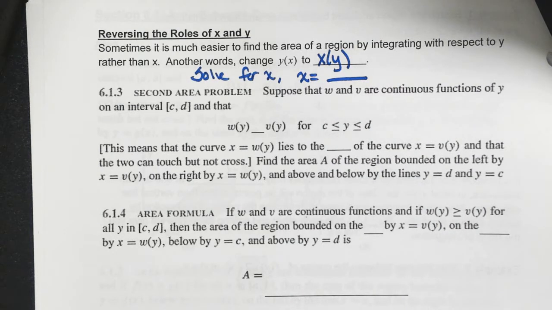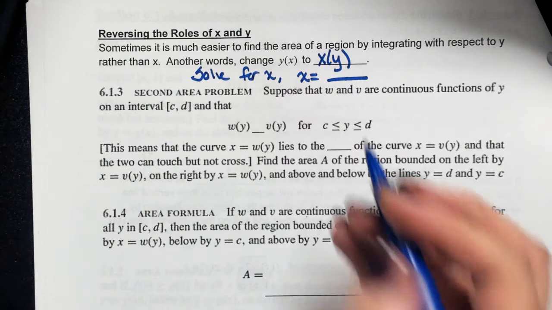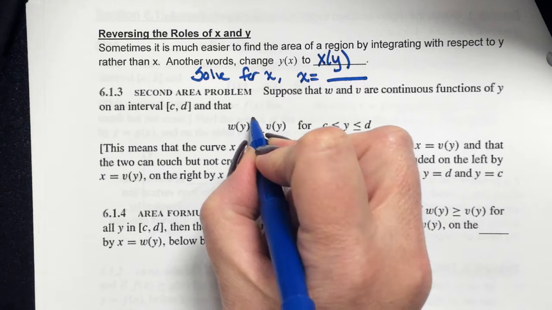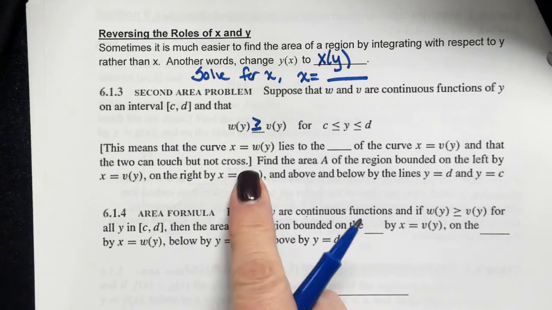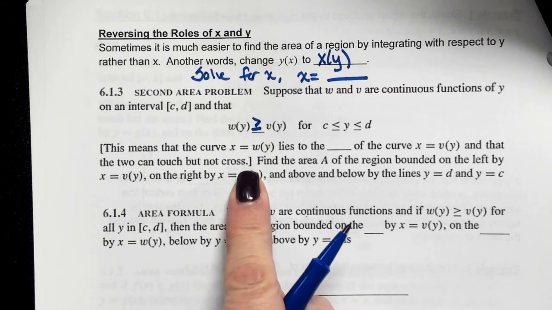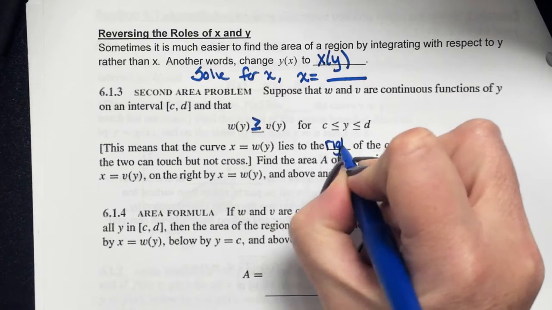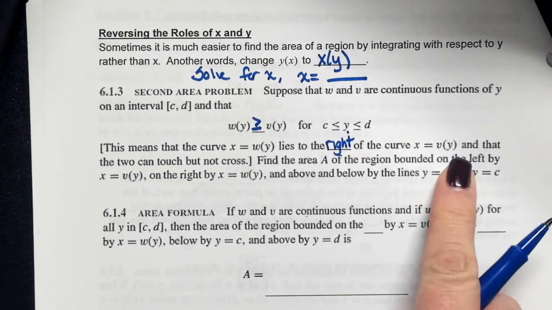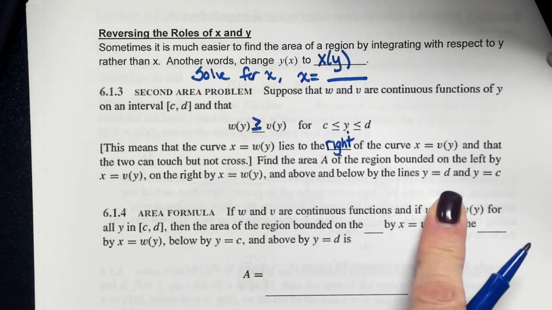So we still have to make sure we have two functions that are continuous over a closed interval, and suppose that one of your functions, w of y, is greater than or equal to v of y. What this means, instead of looking at the curves in terms of top minus bottom, is that w of y lies to the right of the curve v of y. So instead of top minus bottom, you're going to look at your curves in terms of right minus left when you want to calculate the area between the curves.